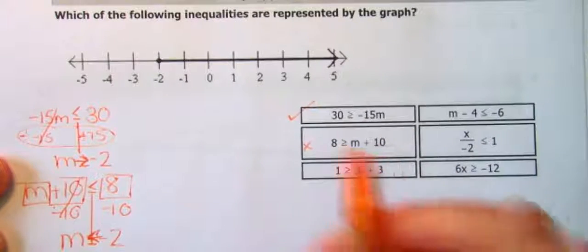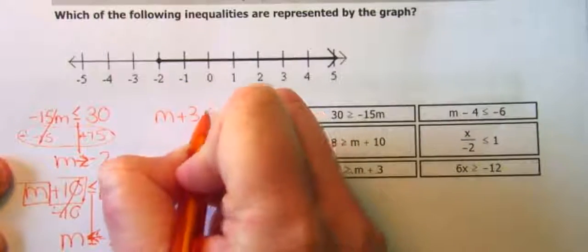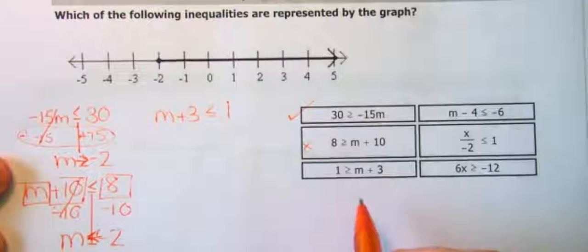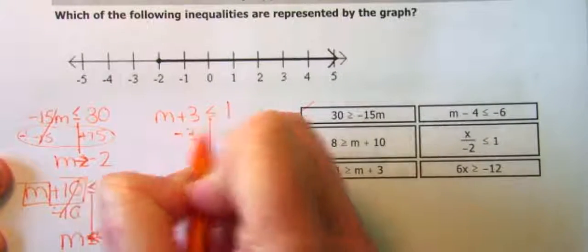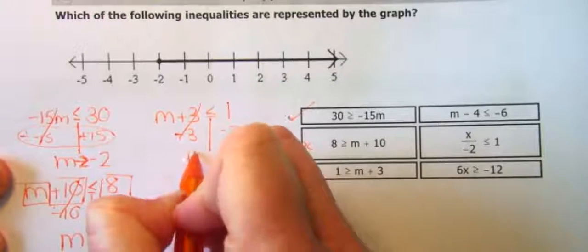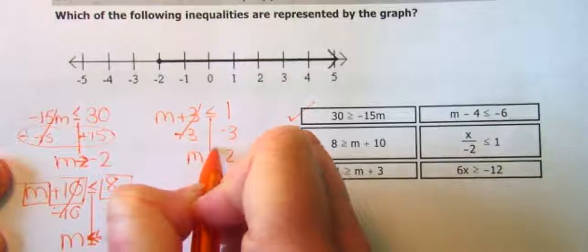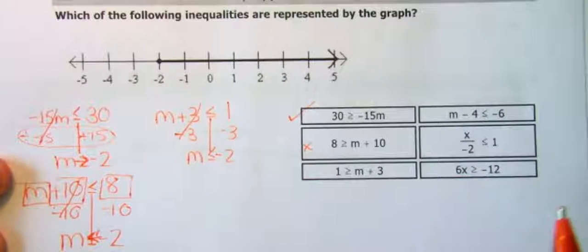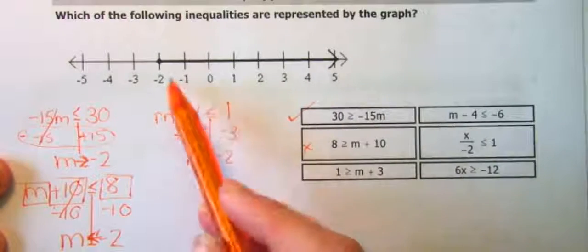Ooh, another one written how I don't like it, so I'm going to put m plus 3. The pointy side was towards the m. Now I'm going to solve it. The opposite of adding 3 would be subtracting 3. m, 1 minus 3 is -2. I do not need to flip it. We only do that when we multiply or divide by a negative, so this one's already pointing the wrong direction.